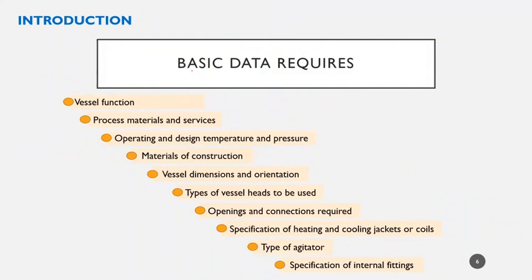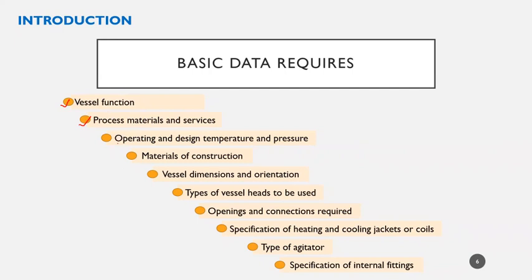Before we proceed to the detailed mechanical design, these are the basic data required to design the pressure vessel. First, we need to identify the function of the vessel. For example, if we design a distillation column or tower, the function is to separate components based on that particular process. So we should know the function of the vessel. Second is the process material and services. So what are the materials used in the vessel?